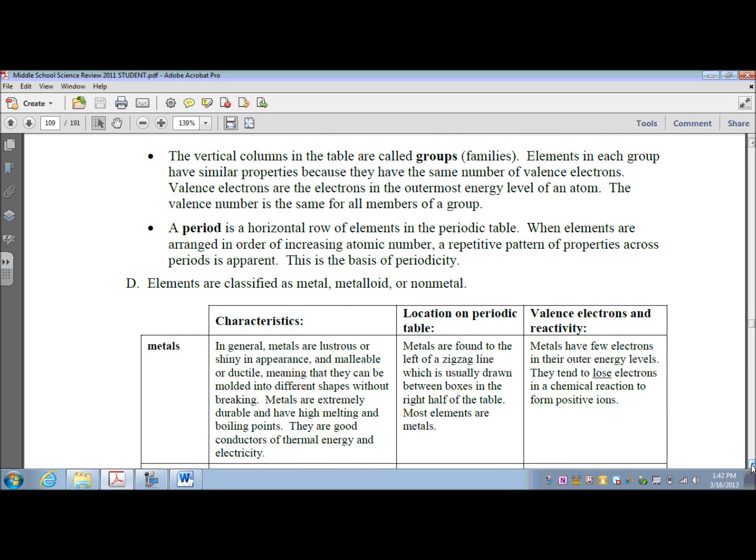The vertical columns in the table are called groups, or families. Elements in each group have similar properties because they have the same number of valence electrons. Valence electrons are the electrons in the outermost energy level of an atom. The valence number is the same for all members of a group. A period is a horizontal row of elements in the periodic table. When elements are arranged in order of increasing atomic number, a repetitive pattern of properties across periods is apparent. This is the basis of periodicity.